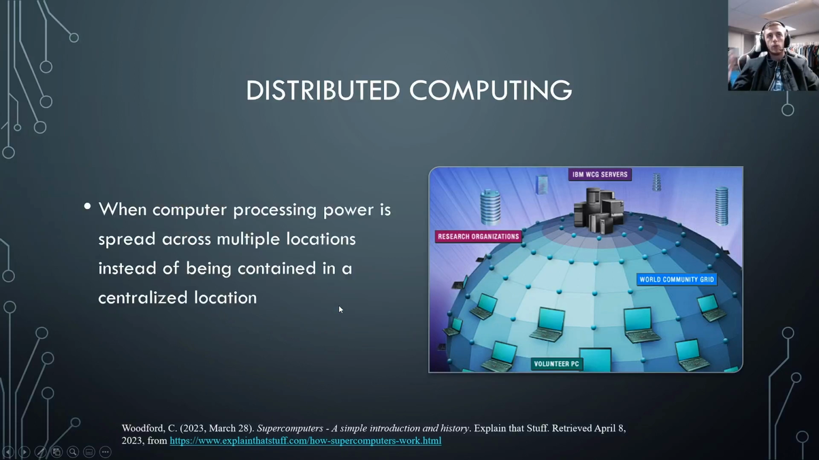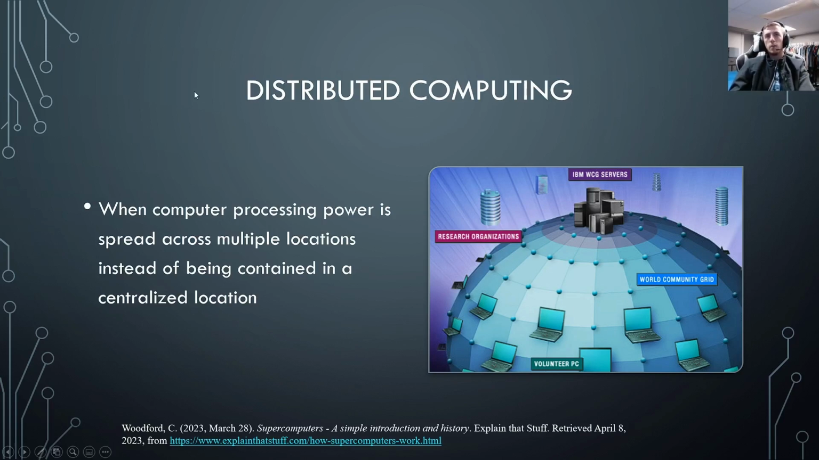Alright, so distributed computing. This is when a computer's processing power is spread across multiple locations. Data centers, Amazon Web Services, and big service providers take advantage of distributed computing. They have data centers across the world that process data. I'm going to look at one cool example.